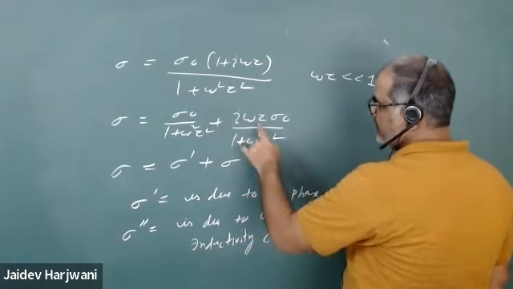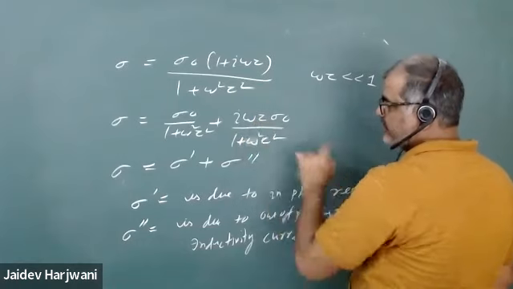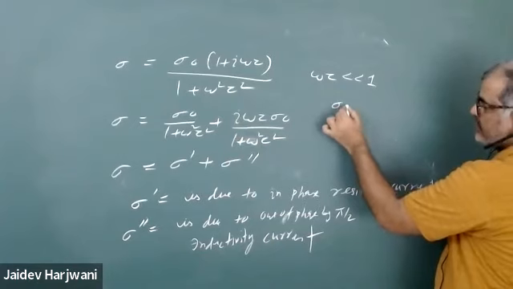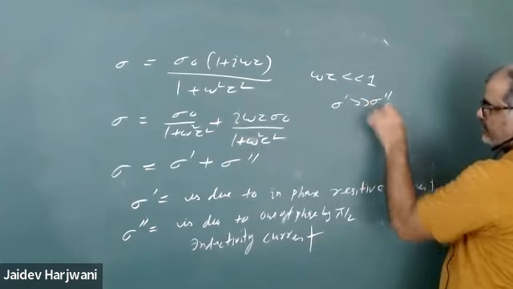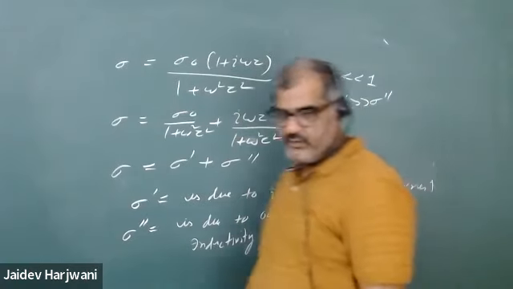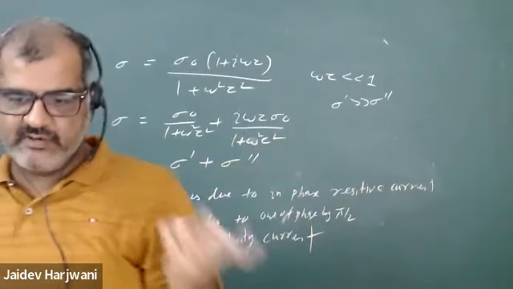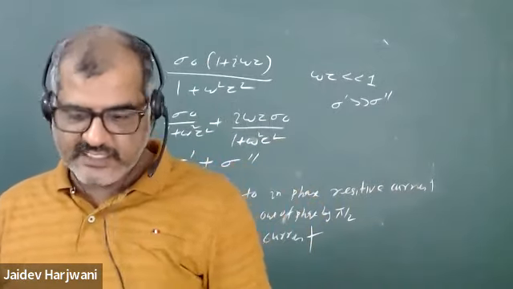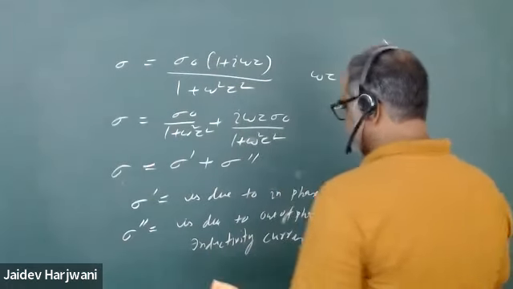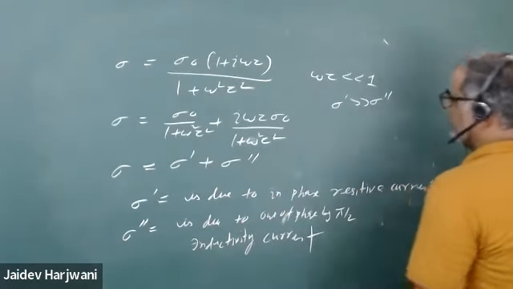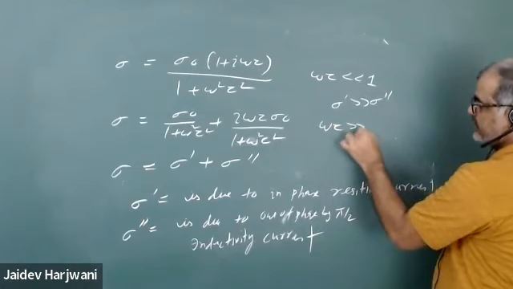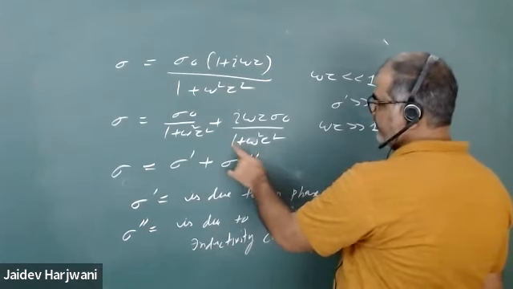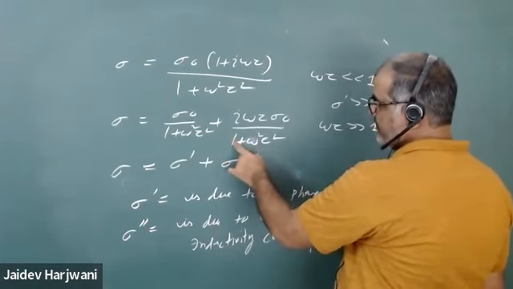Now this expression, we know this tau is 10 to the power minus 14. So this expression becomes negligible when omega tau is less than 1. In that case, your sigma dash is greater than sigma double dash. Okay, so for low frequency, you get only resistive current. That is obvious, na? When your frequency is low, you are applying DC current, then you get DC conductivity. Similarly, if omega tau is greater than one, then you can neglect one from here.